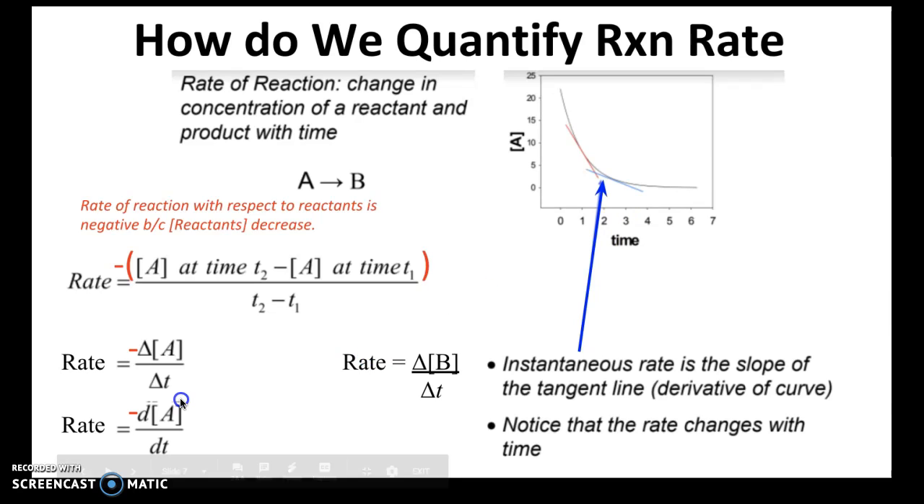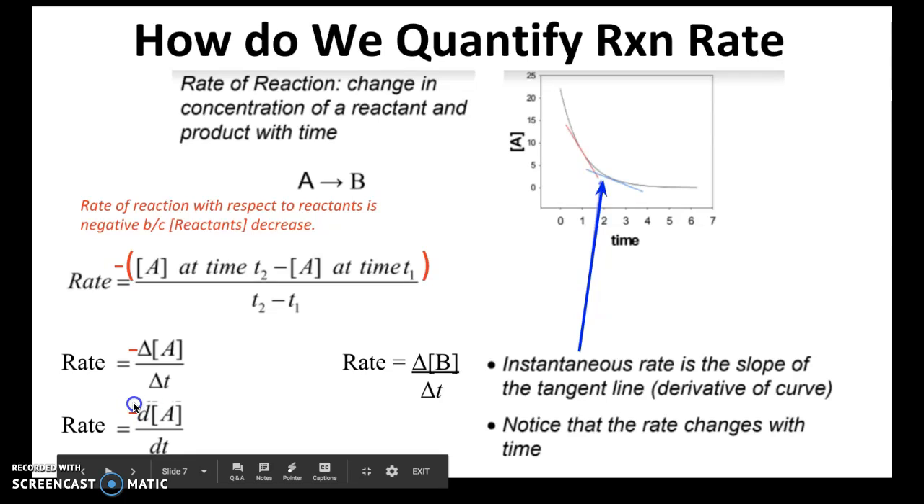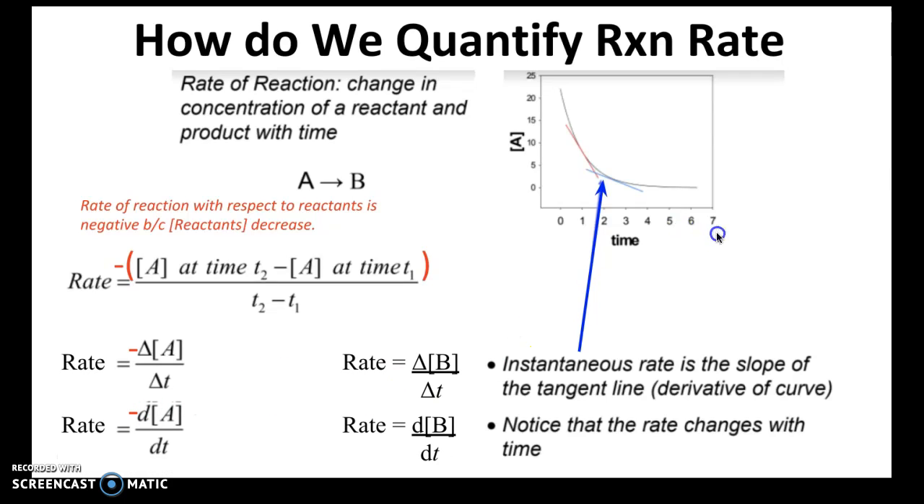Now, again, for the reactant, you're going to have to slap on that negative there to make it positive. And for the product, there's no need for that. Okay, so these are the two sort of equations that we would use to measure reaction rates.